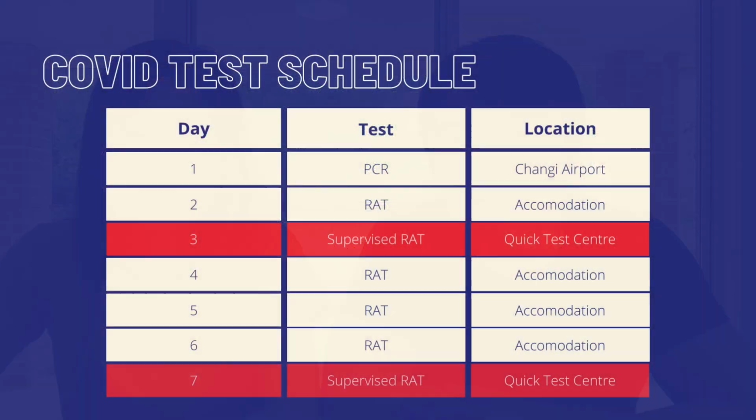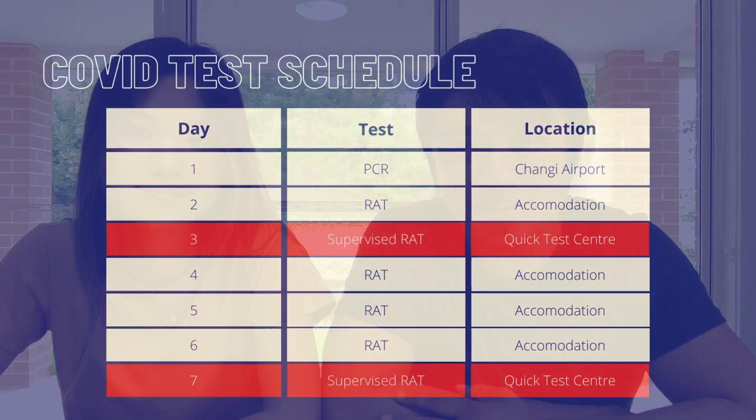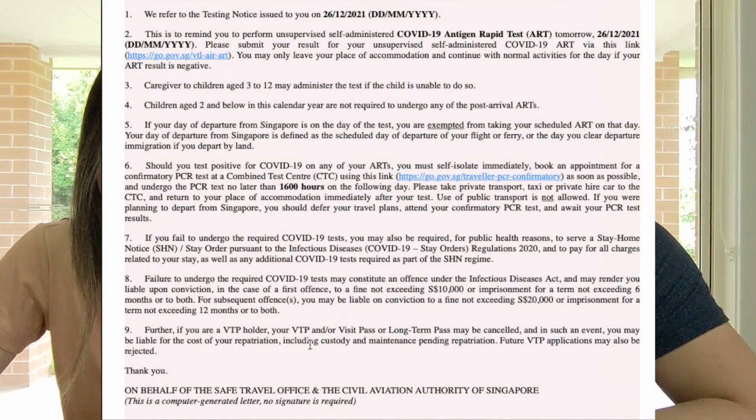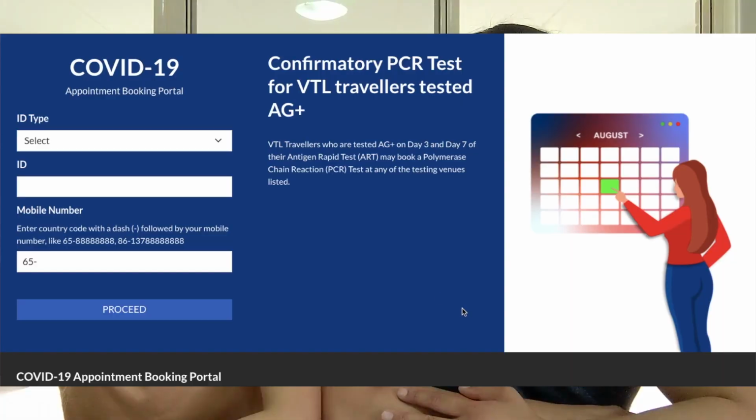So for days 3 and 7, you'll need to undertake the rapid antigen test at a quick test center. So I'll call it a QTC moving forward. You self-administer a test and you're supervised by one of the staff workers at the facility. There's a website which you'll find in the link below from the Ministry of Health, where it provides you with a list of QTCs around Singapore.